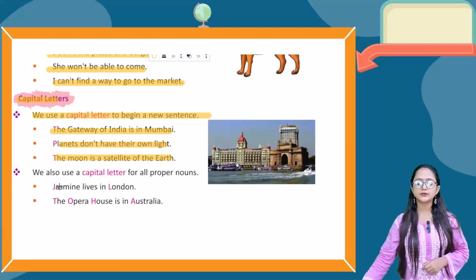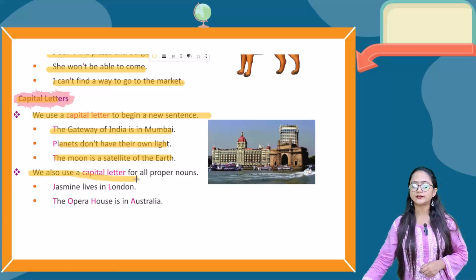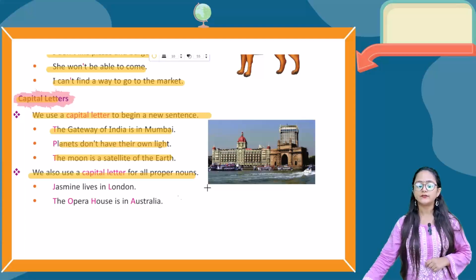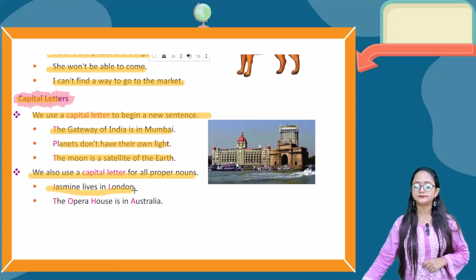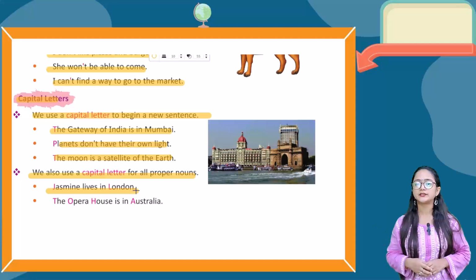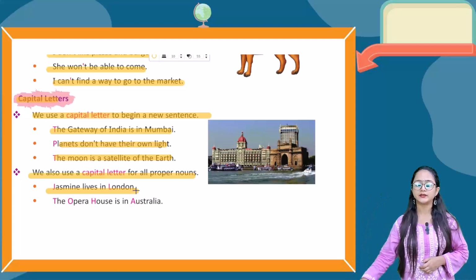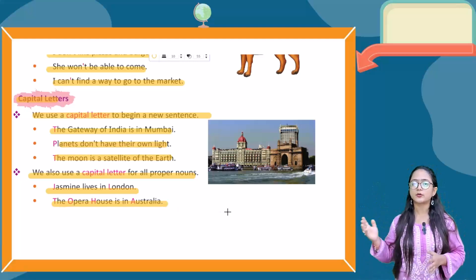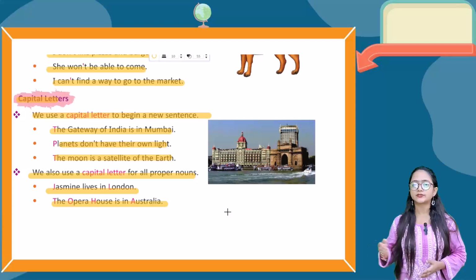Now the next rule says that we also use a capital letter for all proper nouns. For example, Jasmine lives in London. Jasmine, J should be capital, London, L should be capital. Then the next one, The Opera House is in Australia. The T capital, Opera O capital because it is a proper noun, House H capital, and Australia A capital.